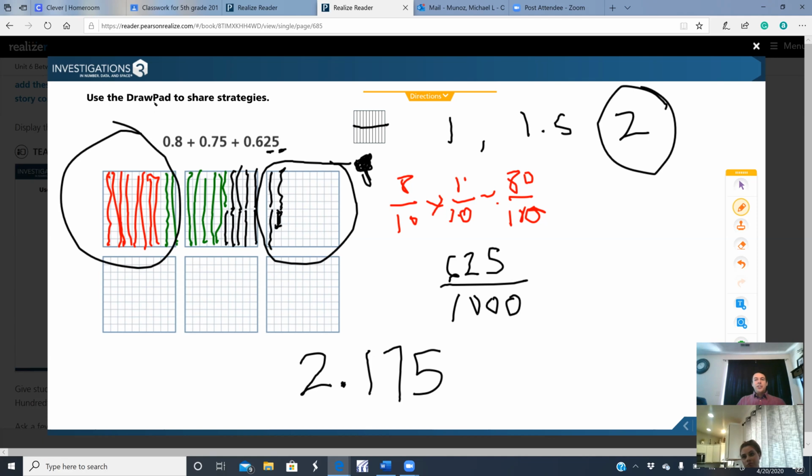And I was just curious, normally when we add whole numbers, we just stack them, 57 plus 36, for an example. We stack them and we add them. Is there a way that we can do that with decimals? I want you guys to think about that.